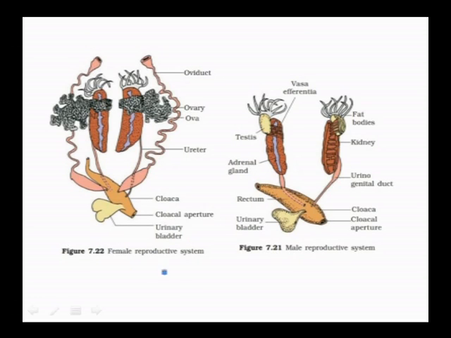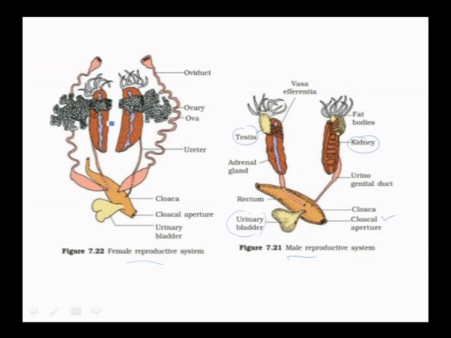These are the pictures of the male and female reproductive system of frog. Here the reproductive system is commonly called the urinogenital system, because the urinary system or kidney and the reproductive system, testes and ovary, are united and they have a common passage called the cloacal aperture. At the cloacal aperture you can see the presence of the urinary bladder, which stores urine released from the ureter.